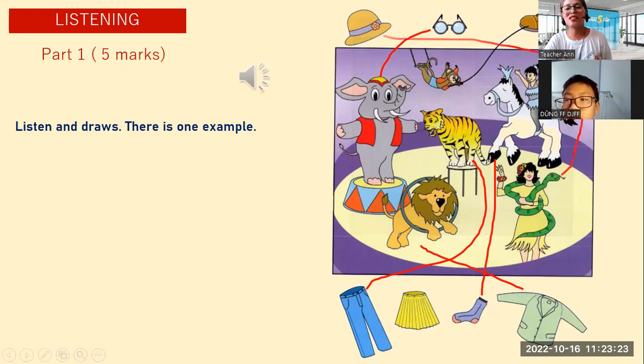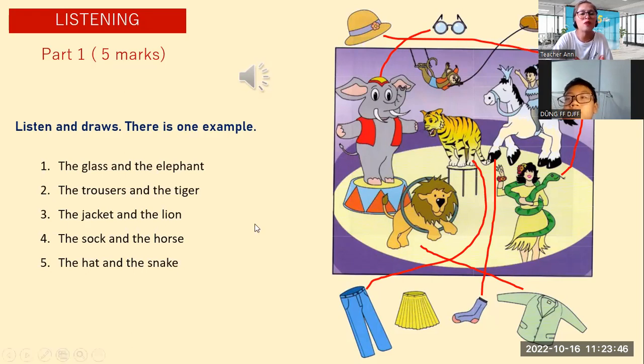Okay, next is the snake. The hat is on the, what animal is this? It's a snake. It's a snake, not a lion. It's a snake, Dong. Okay, Dong?